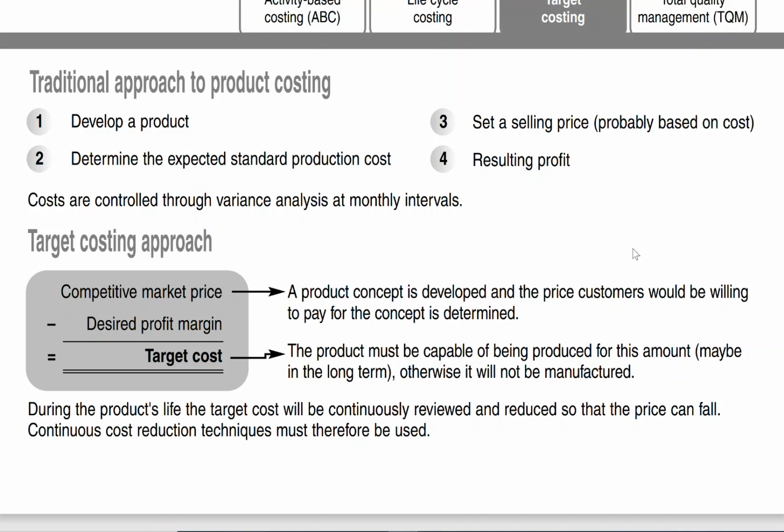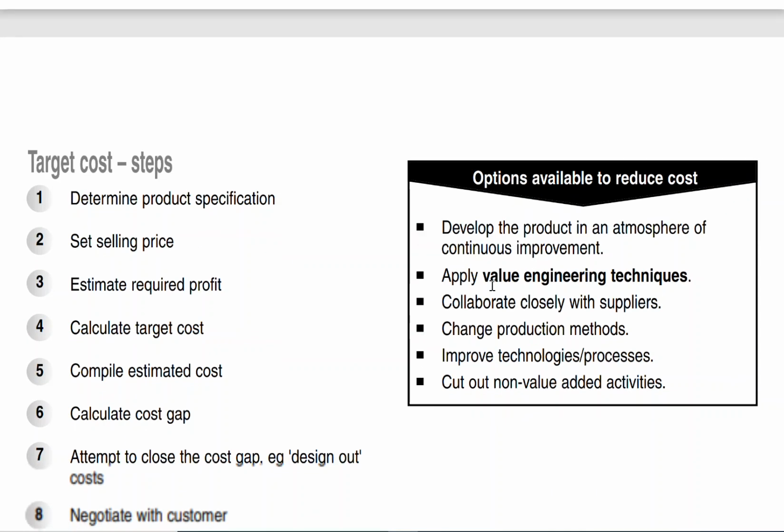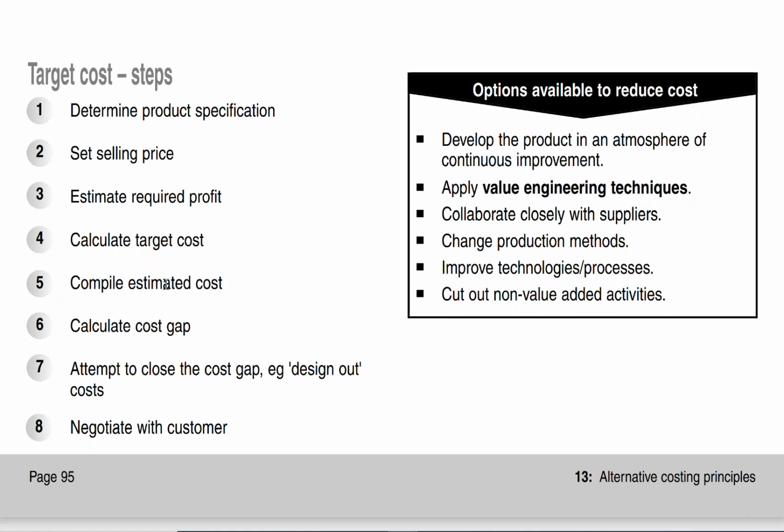So cost plus pricing is finding the cost, adding profit, finding the selling price. That's it. Target costing is developing the product, finding the selling price, minusing profit from it to find the target cost, and then looking at the estimated cost, then finding the difference, which becomes the cost gap, and then trying to reduce that gap. So these steps are explained here.